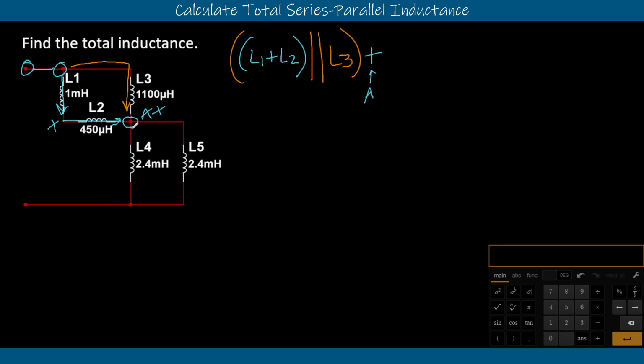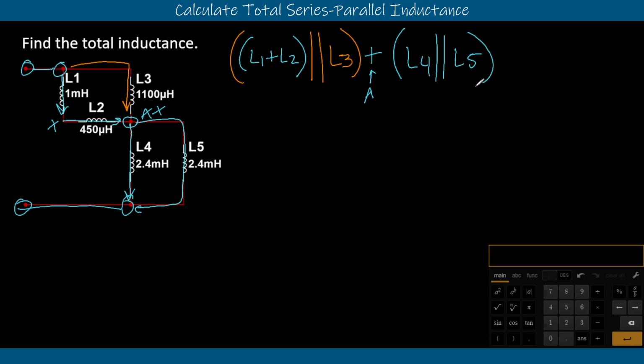We'll move on from there and say that from node A, we can go across L4 to get to our ground location, or we can go across L5 to get to our ground location. That means that those two are in parallel with each other. So we'll open a parenthesis and say L4 is in parallel with L5. We can add these up and put them in the series parallel combinations. We can technically even do it all in one go if we wanted to, but we've got to watch out for our microhenries versus millihenries here.